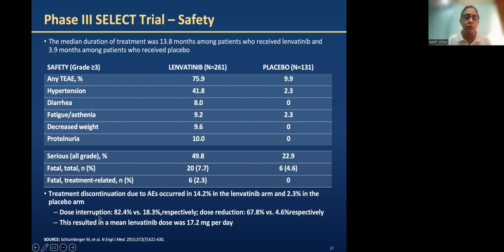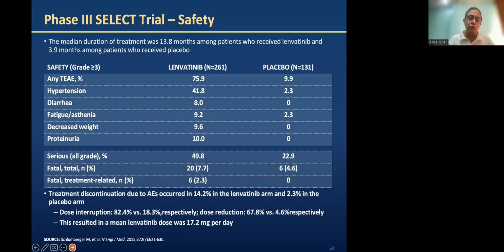The dose interruption was around 82%. So, as I mentioned, with 24 mg it is not possible to maintain the dose intensity. Similarly, in the trial, around 80% of patients required dose interruption, and this resulted in a mean lenvatinib dose of, as I told you, in our practice around 18 mg. Even in their data, the mean dose was 18 mg, and that is the real-world practice: a dose of more than 18 mg is very, very difficult to tolerate, and quality of life deteriorates. Patients stop taking further therapies.